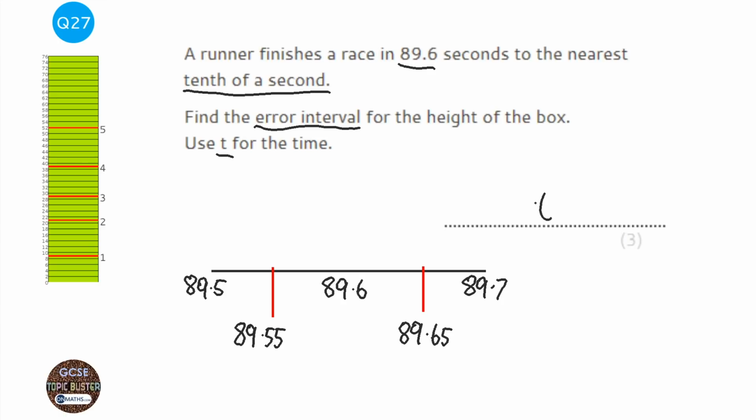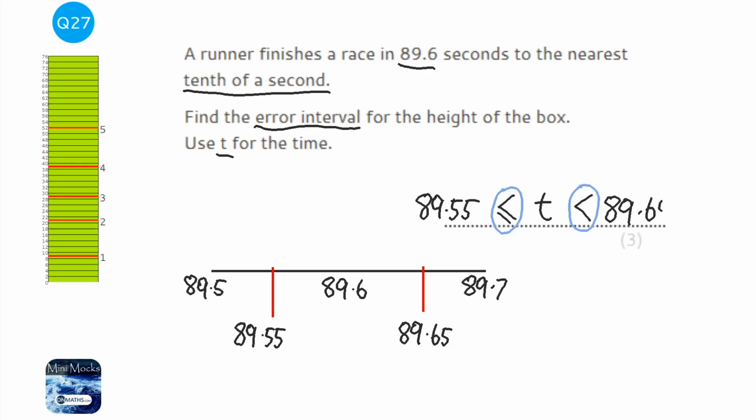So we put t in the middle, then we put the greater than sign on the left hand side, and then just the normal inequality on the right hand side. Now these two signs here will always be the same, okay? So when you're asked to do an error interval, it's that way around. So we're going to do our 89.55 on the left hand side and 89.65 on the right hand side.